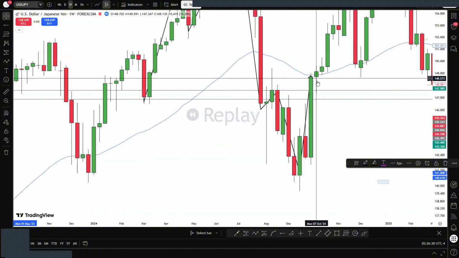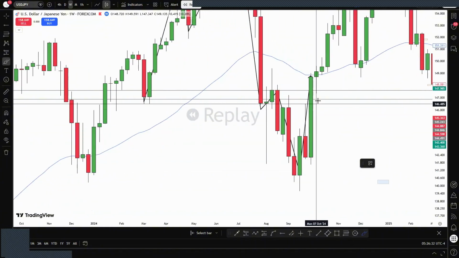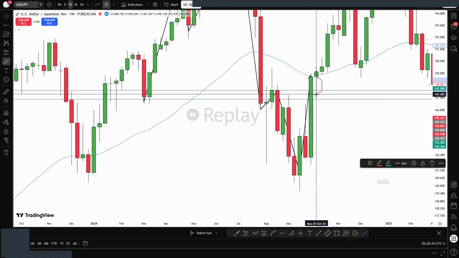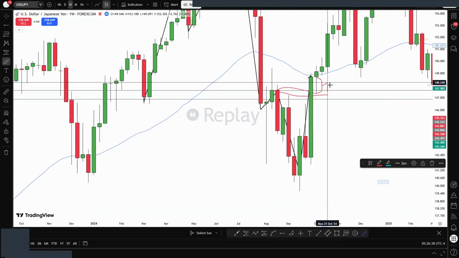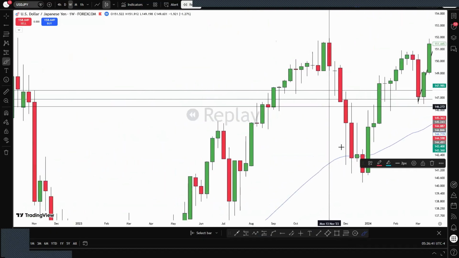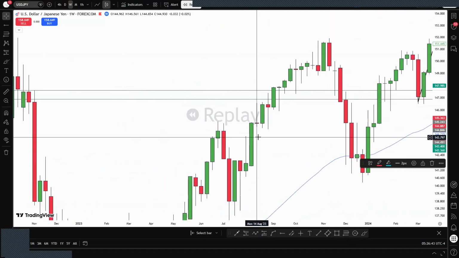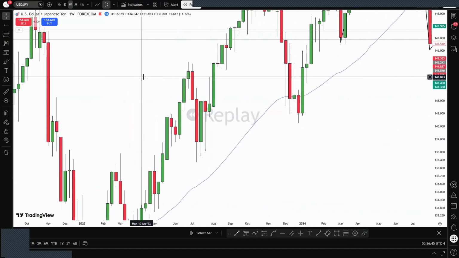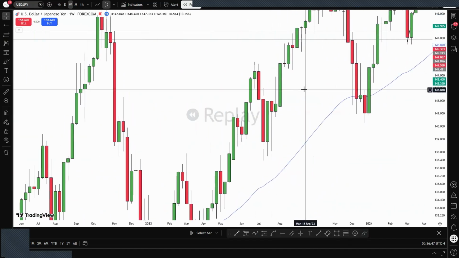What happens next? We get this weekly pullback. This weekly pullback to the same entry level. And this is where you buy from. You get the same with this level here. It just repeats the same thing.